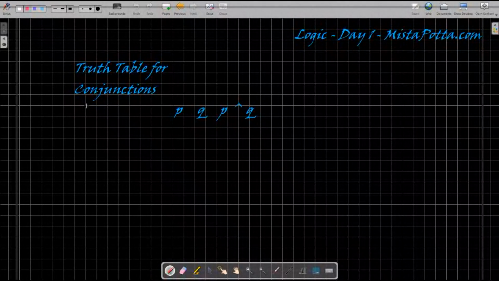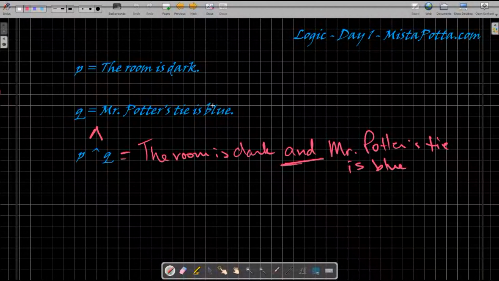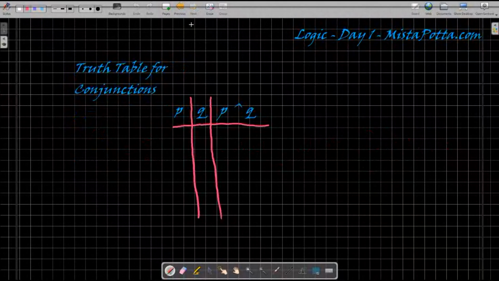So, the last thing I want to talk about in today's lesson is the truth table for conjunctions. So, this is a little bit different than the truth table that we had before because we have two different statements, P and Q. And to be quite honest, whether or not I wear a blue tie has nothing to do with the room being dark. But I do know that a statement is a sentence that is either true or false. So either the room is dark or it's not dark. But if the room is dark, maybe I am wearing a blue tie, maybe I'm not wearing a blue tie.